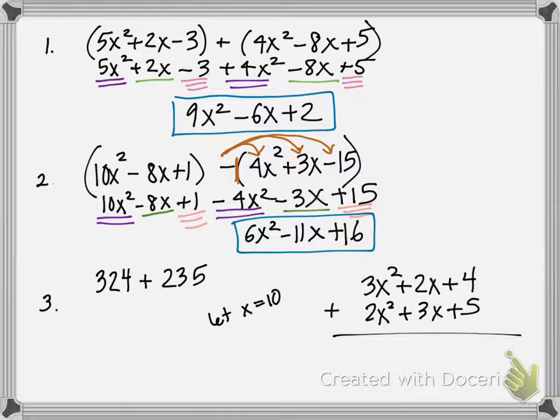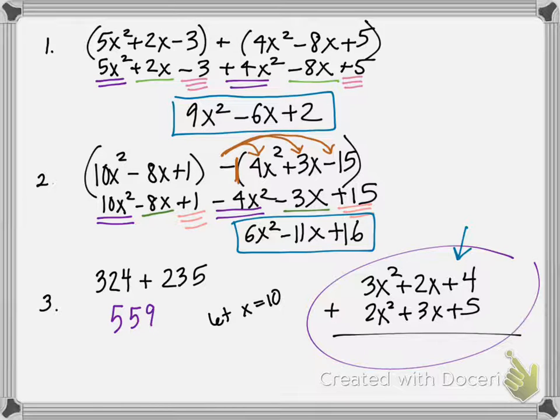So for number 3, if you look at the polynomial here that we're going to be adding together, the trinomial plus the trinomial, you could think of this scenario of adding both of those trinomials like adding 3-digit numbers, 324 plus 235. So if I add those together, I would get 559, right? So we're going to show that this sum here really represents the sum of those 3-digit numbers.